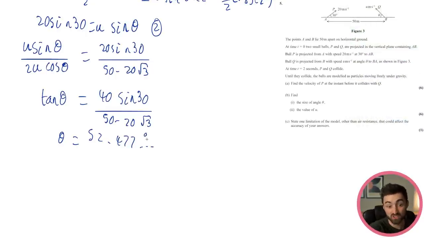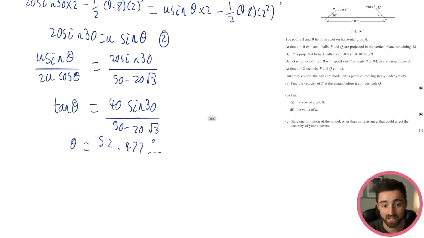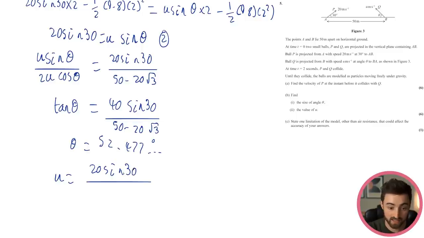But I will hopefully use this as my answer if I then go to work out the u here. So at this point, you use any value of u. It doesn't really matter. So I'm going to use this one here because there's just a little equation here. Get the value straight away there. So u is going to be 20 sine 30 divided by sine. Now, I'm just going to write sine theta. I'm going to use the unrounded version I have from my calculator that's stored in my ans, okay?